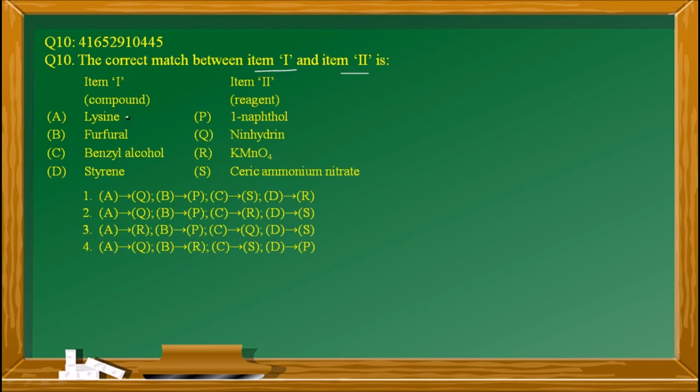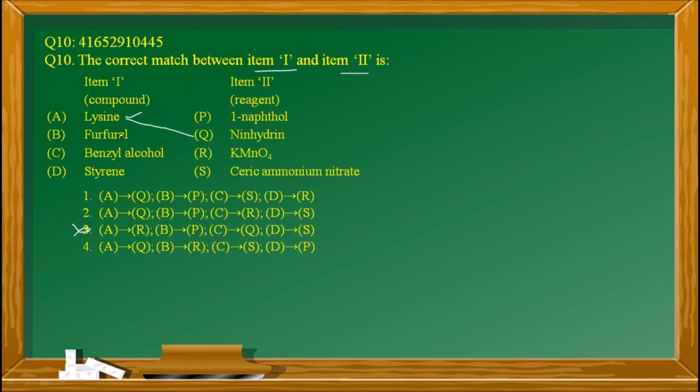Lysine. What is lysine? Yes, friends, it is an amino acid. Amino acids give the ninhydrin test. Straight away choose this ninhydrin test. We know this. The options having A-Q. This is not there in option 3, so option 3 straight away goes out.